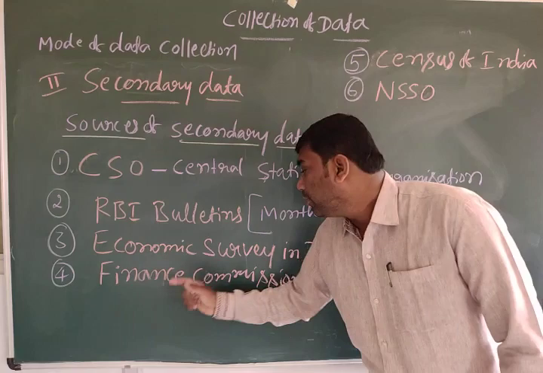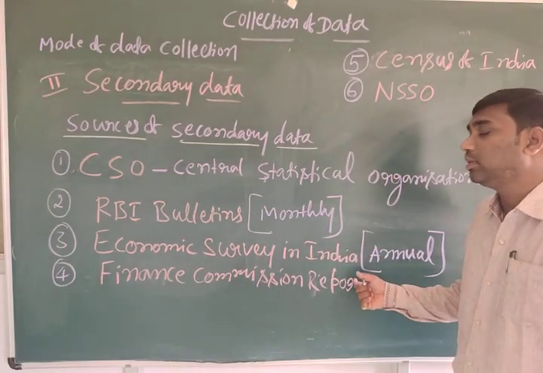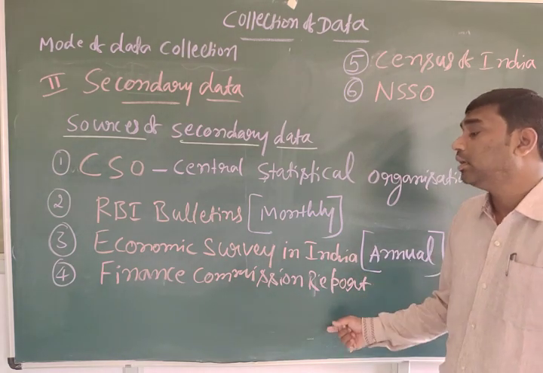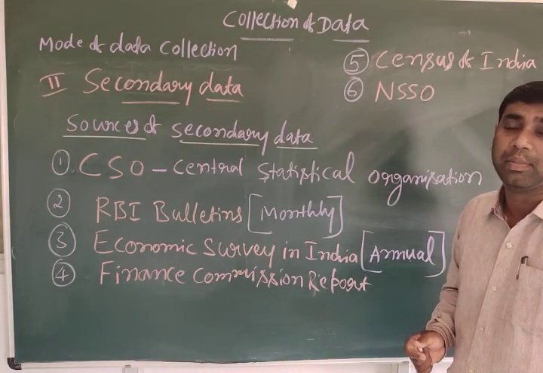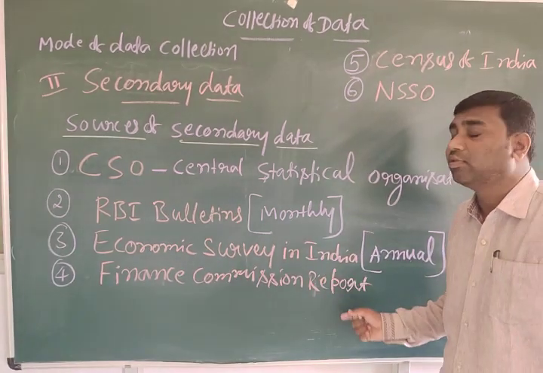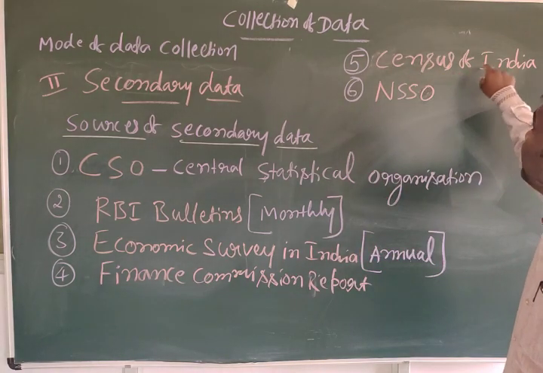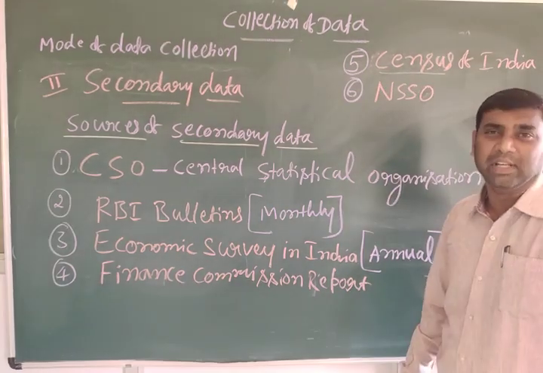Also the finance commission report is another published source. It provides complete information on government finance. It is also one of the sources of secondary data. And the fifth one is the Census of India. It is very important, you know that very well.